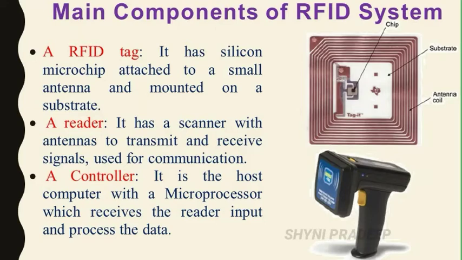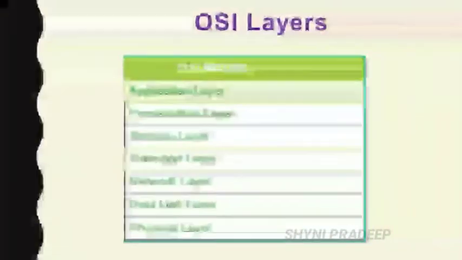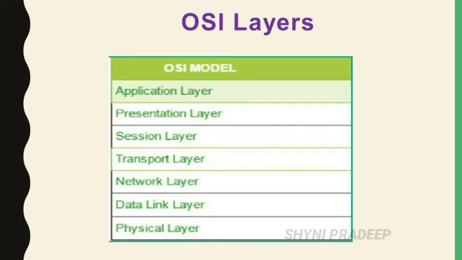Okay. Next topic is the OSI model. OSI stands for Open System Interconnection. It was founded in the year 1934. It was developed based on a general set of guidelines. It describes the standard for intercomputer communication. OSI has 7 layers. What are they? Physical layer, data link layer, network layer, transport layer, session layer, presentation layer, application layer. These are the 7 layers of the OSI model.